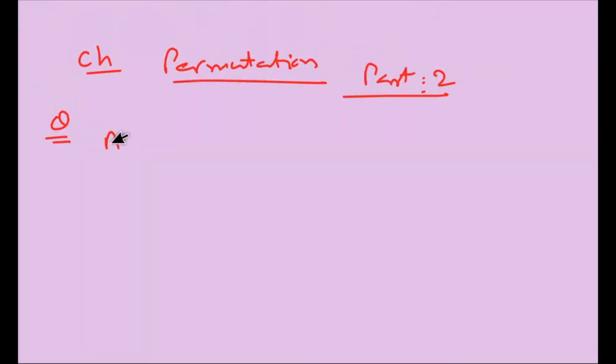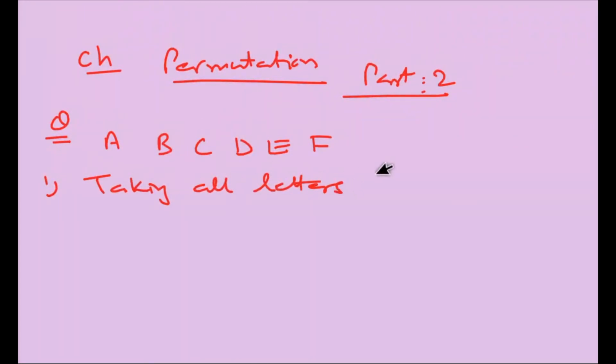Okay students, if we have the letters A, B, C, D, E, F, and G, the question is: taking all letters, find the permutation. So we can say 1, 2, 3, 4, 5, 6, 7. That is 7P7, which is factorial 7.